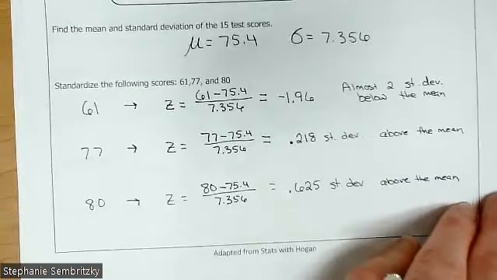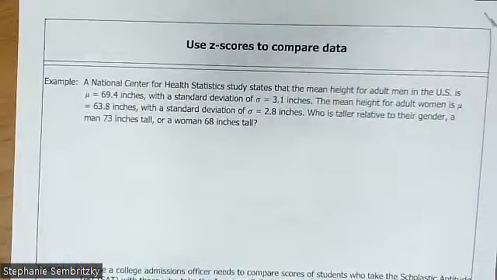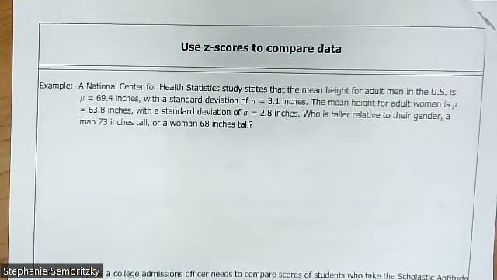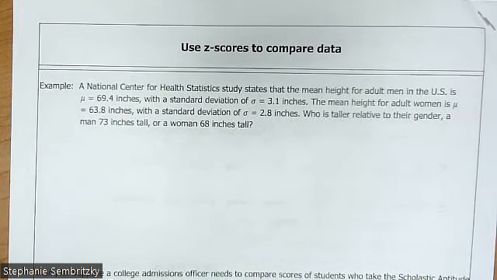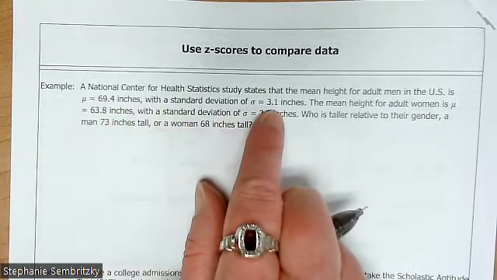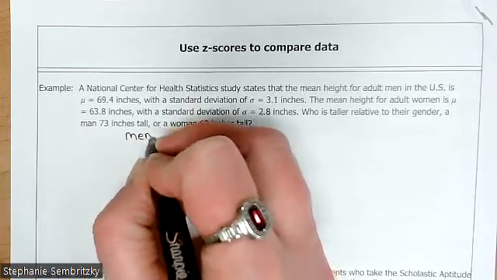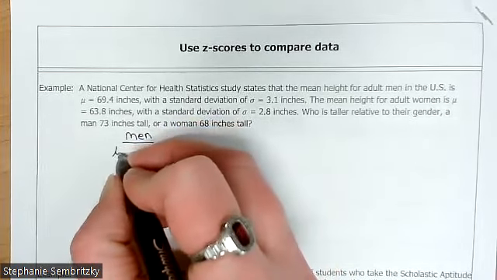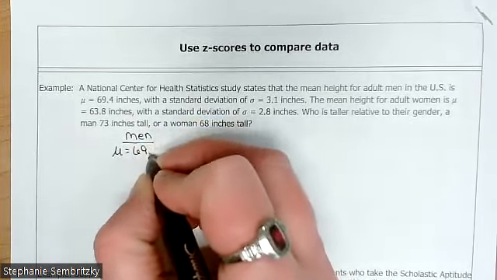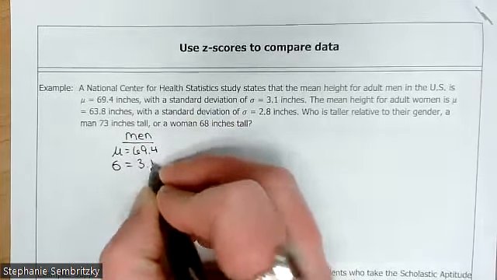We're going to do 2 comparisons and then we're done for the day. So the first one we're going to look at is the National Center for Health Statistics study states that the mean height for adult men in the U.S. is 69.4 inches with a standard deviation of 3.1 inches. So I'm going to go ahead and write that down because we're going to need it here in a second. Mean of 69.4. Standard deviation of 3.1.